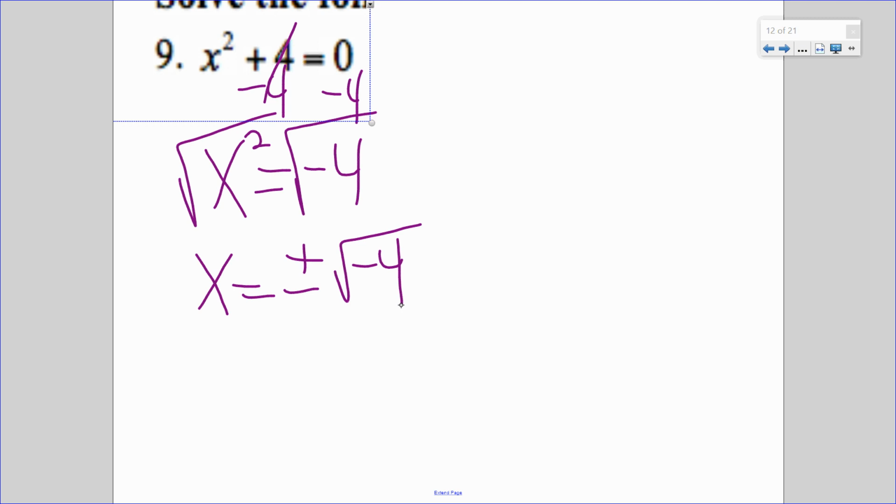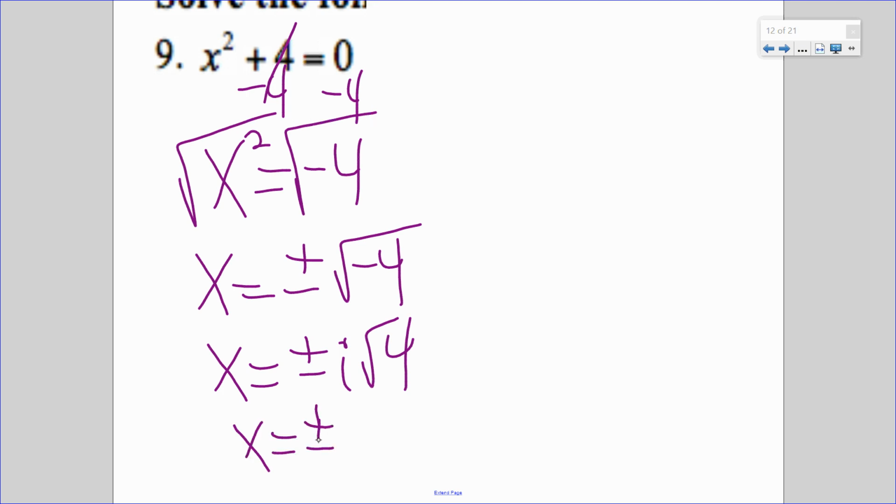Now I just need to reduce my radical. So to bring the negative outside, it becomes an i. 4 is on my list, so I don't have to break it down into perfect squares and non-perfect squares. The square root of 4 is 2. So my answer is plus or minus 2i. Again, whenever you take the square root of something, you're going to end up with plus or minus because there's 2 values that multiply to that value. One positive, one negative.